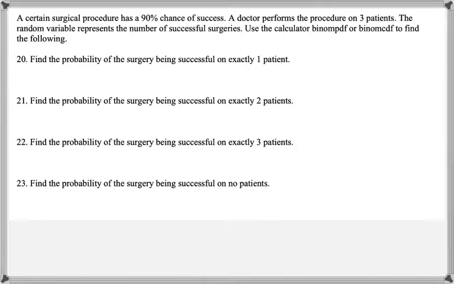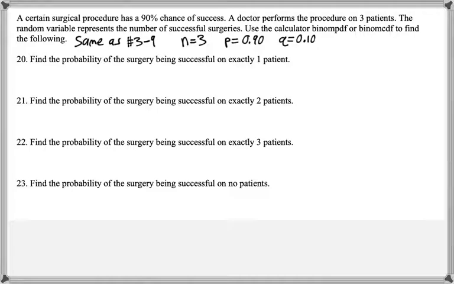Now, the next 7 questions are the same as questions 3 through 9. So it's the same scenario with the 3 patients and the 90% chance of success. So all of our information is the same. N is 3, P is 0.90, and Q is 0.10. Only now we are using the calculator with the binomial PDF or binomial CDF instead of the formula. But we should get the same answers.